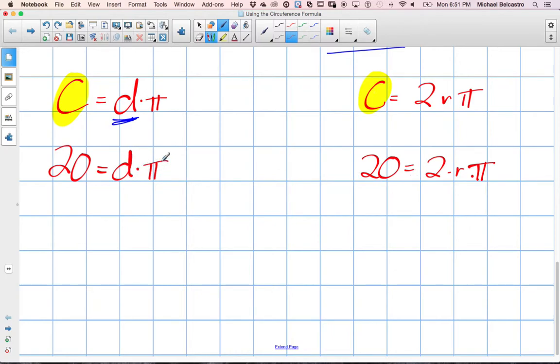How do I move pi? Think of pi as a number. If it's multiplication, how do I move it to the other side? What does it become? It would become division. That's right. So it becomes 20 divided by pi equals the diameter.